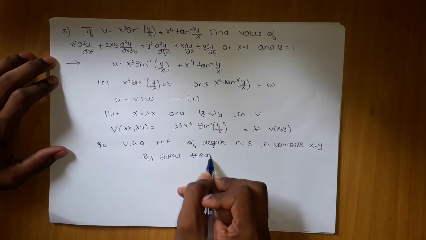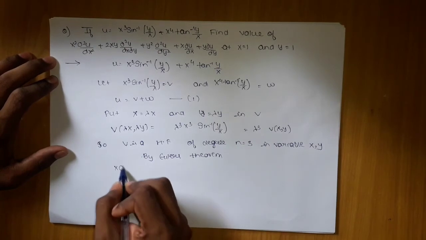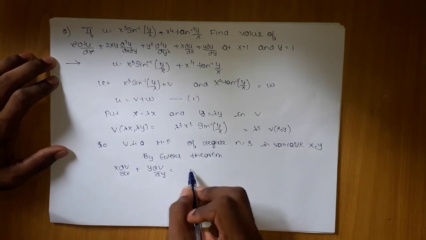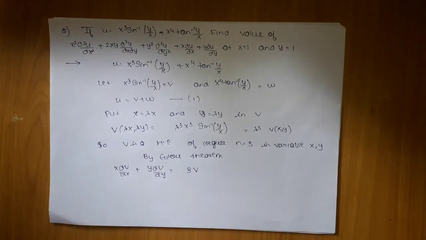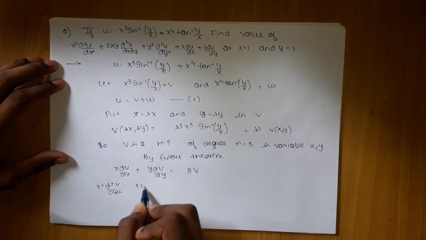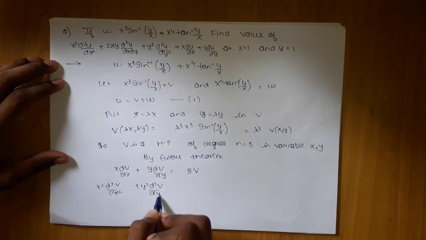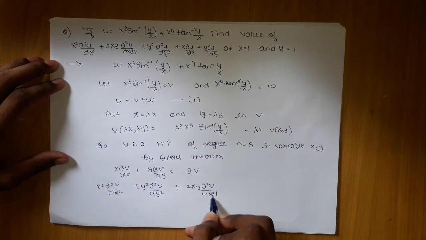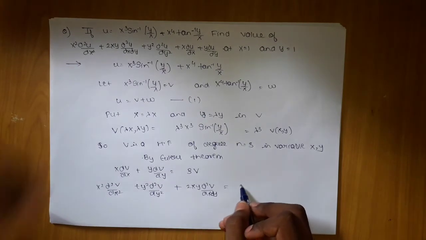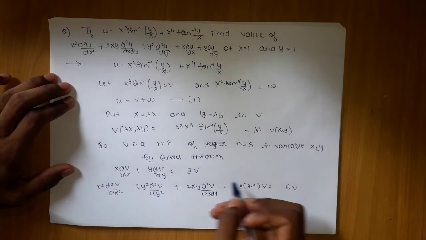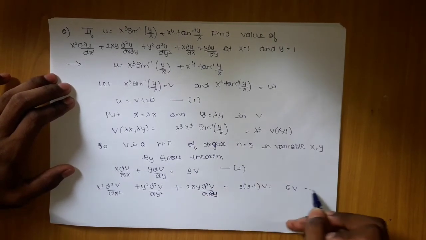By Euler's theorem, we can write the following statement: x dou v by dou x plus y dou v by dou y is nothing but 3 into v. Okay, we are getting 3 into v. In the next statement, x square dou square v by dou x square plus y square dou square v by dou y square plus 2xy dou square v by dou x dou y is nothing but n into n minus 1, so 3 into 3 minus 1 into v, which is nothing but 6v. So we are getting these two things. I will call this 2 and this 3.